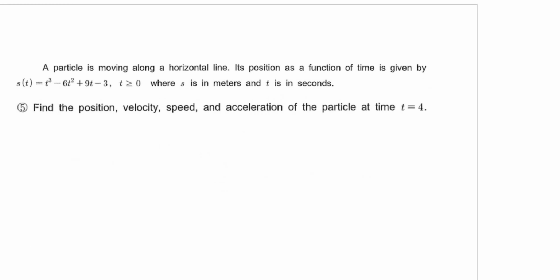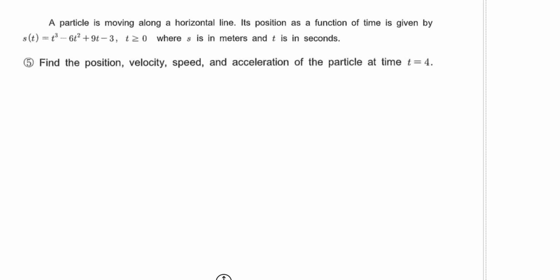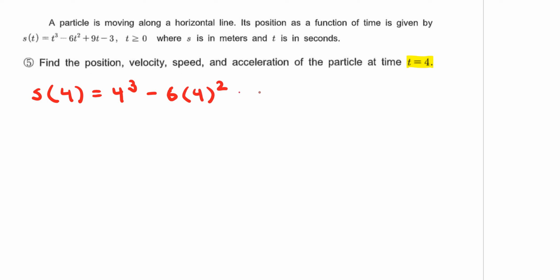Okay, let's move on to question number 5 now. Find the position, velocity, speed and acceleration of the particle at time t equals 4. All right, so this is just basically brute force here. Actually, never mind, let me save a little bit of time and just write in the numbers. So s of 4 would equal 4 cubed minus 6 times 4 squared plus 9 times 4 minus 3. All right, so we calculate that out, and I guess the position will be 1 meter when we're at a time of 4 seconds.